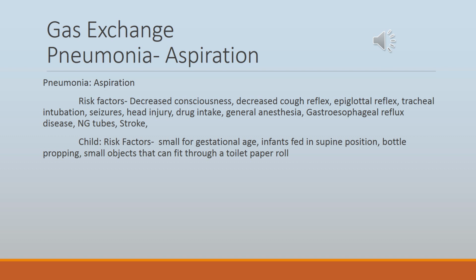Children also can have aspiration pneumonia. Their risk factors are small for gestational age, infants fed in a supine position, bottle propping, and any small objects that can fit through a toilet paper roll, which is a risk factor for children to aspirate and then have aspiration pneumonia.